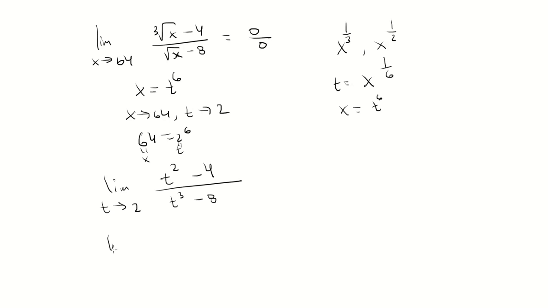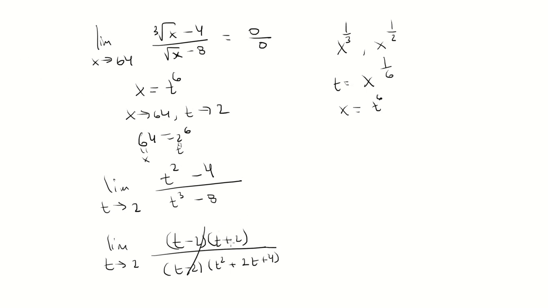And now we simplify this by factoring the top and the bottom. We have t minus 2 times t plus 2, and then t minus 2 times t squared plus 2t plus 4. And the t minus 2's are going to cancel. So now I could just plug in t equals 2. That would be 4 over 12, which is 1/3. And so our limit is 1/3.